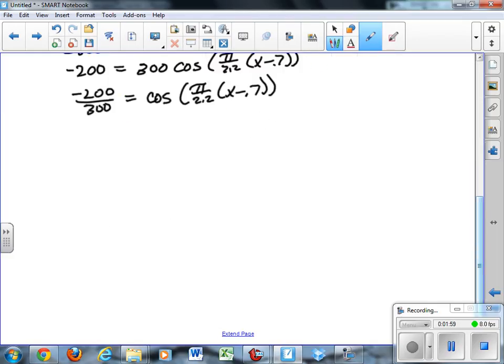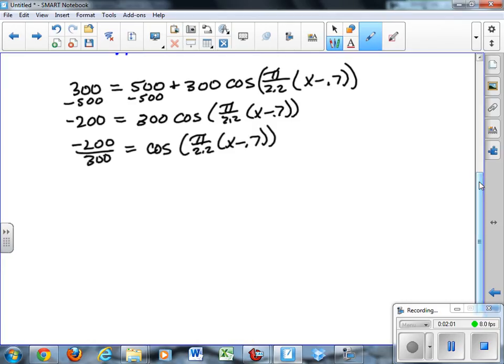Now I want you to notice that at this point I can't do anything else until I take the inverse cosine of both sides, because all of the things that are inside the cosine function cannot be accessed until I get them outside of the cosine function. So I have to take the inverse cosine to find access to what's inside there. So inverse cosine of negative 2/3 is equal to pi over 2.2 times x minus 0.7.